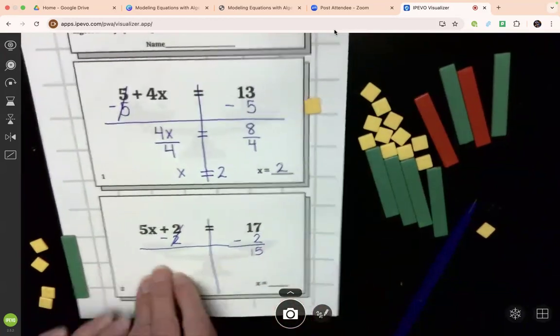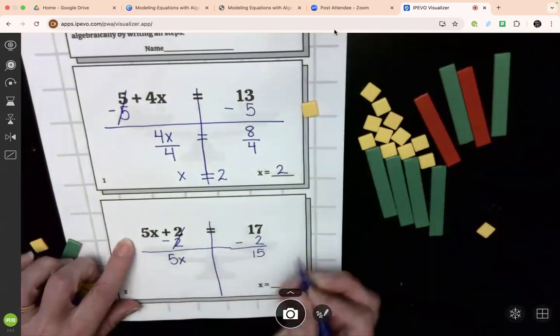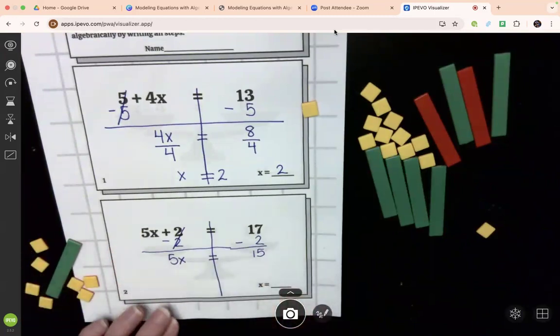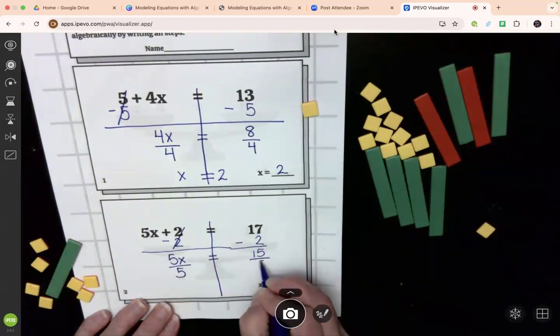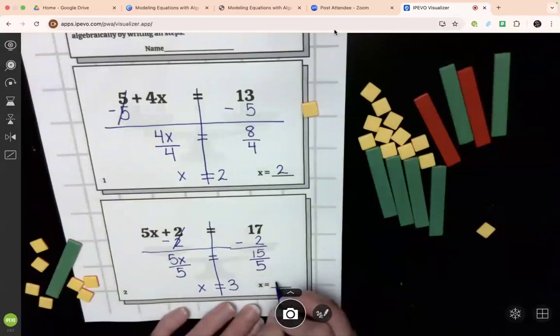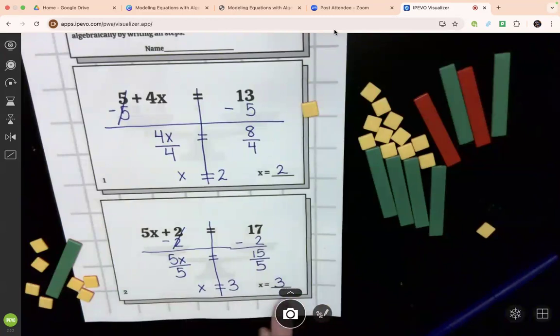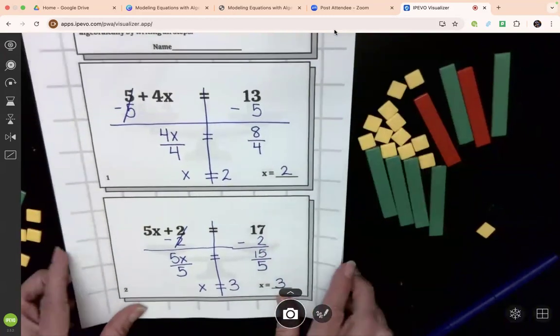And that also means that my next step here, when I'm left with this 5x equals 15, my next step would be to divide. Fair share is a division strategy. And 5 divided by 5 gives me 1x, and 15 divided by 5 gives me 3. And so the value of x is equal to 3. All right, let's look at the next one.